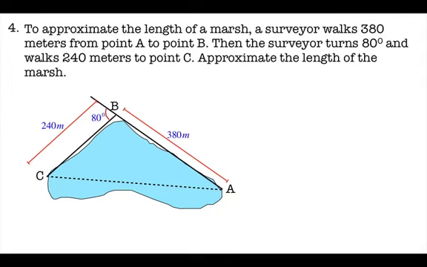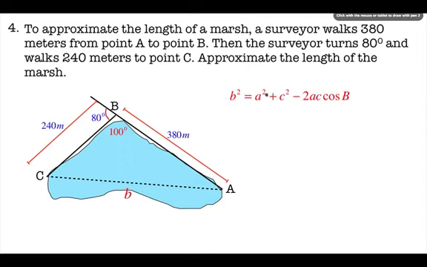To approximate the length of the marsh, which is this distance, first, I'm going to find out what this angle is, which is 100 degrees. I'm going to call this little b because it's opposite to angle B. I have enough information for me to apply the law of cosines.